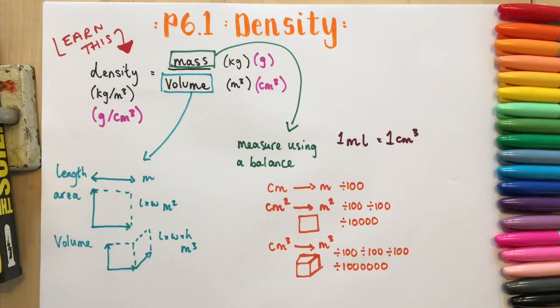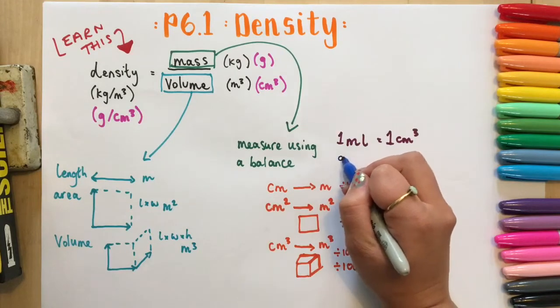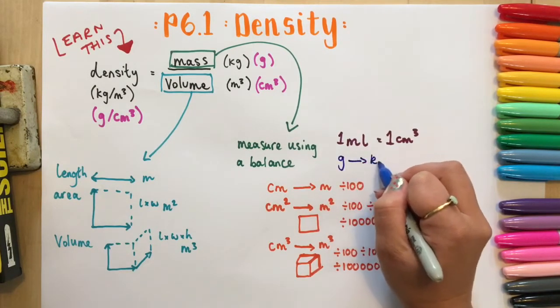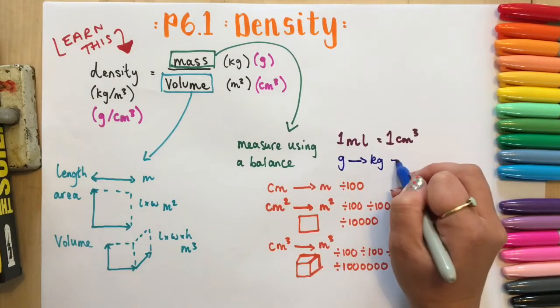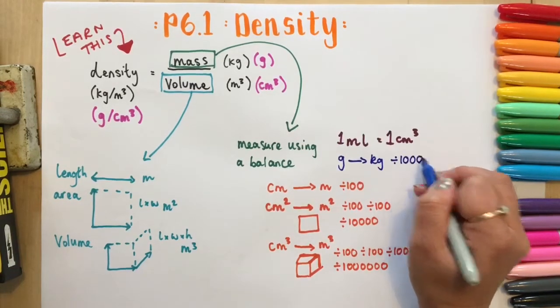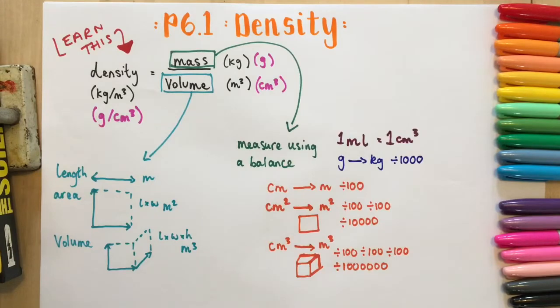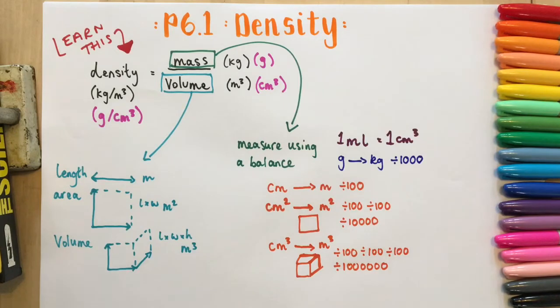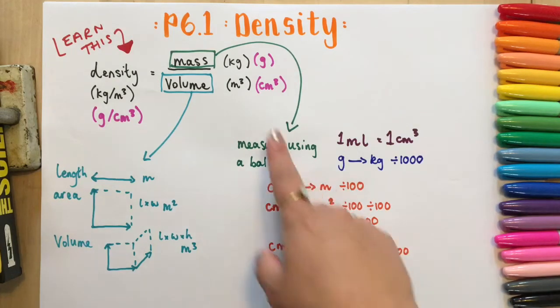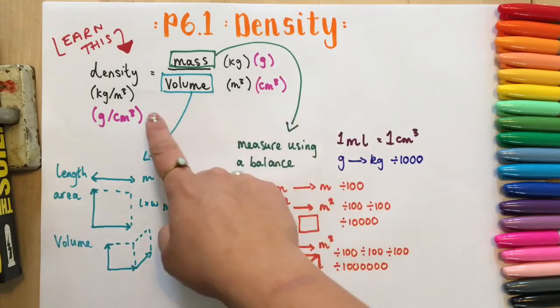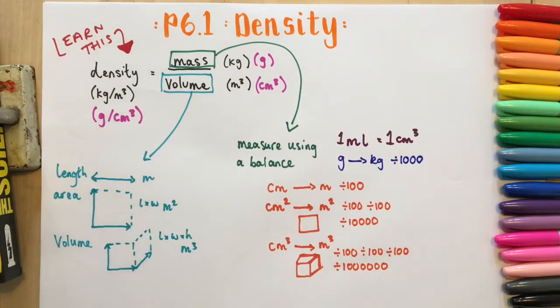Something else that you need to think about is if we're going from grams to kilograms, then hopefully you already know that we divide by 1,000, because we normally put things in kilograms anyway. So going from grams to kilograms, we divide by 1,000. So something that we could look at is how we would go from something being in grams per centimetre cubed to kilograms per metre cubed. How could we do that conversion quite quickly?